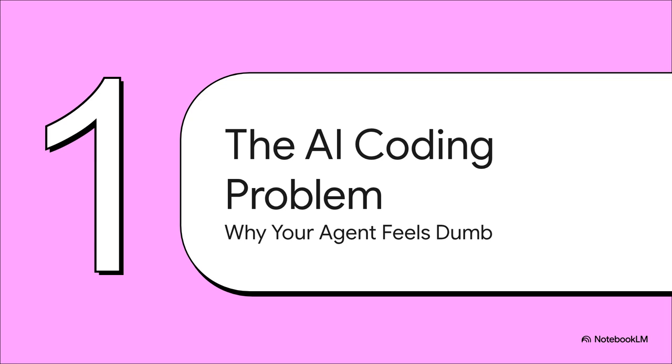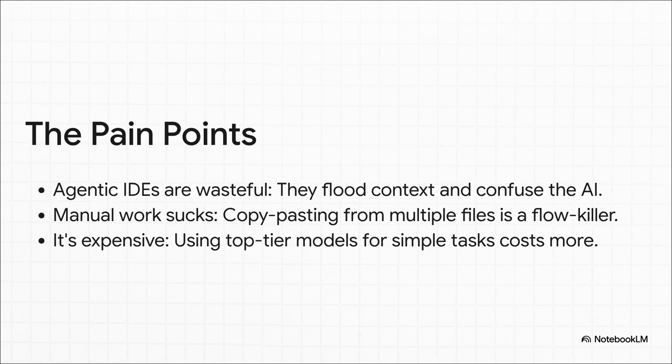So, let's really break down these pain points. Why does your super advanced, supposedly brilliant AI so often feel, well, kind of dumb? Turns out, it's usually not even the AI's fault. It is a context problem, a garbage in, garbage out situation. Okay, so here are the three big culprits.